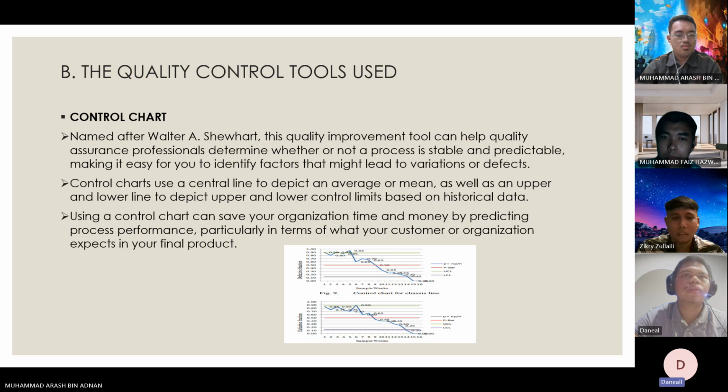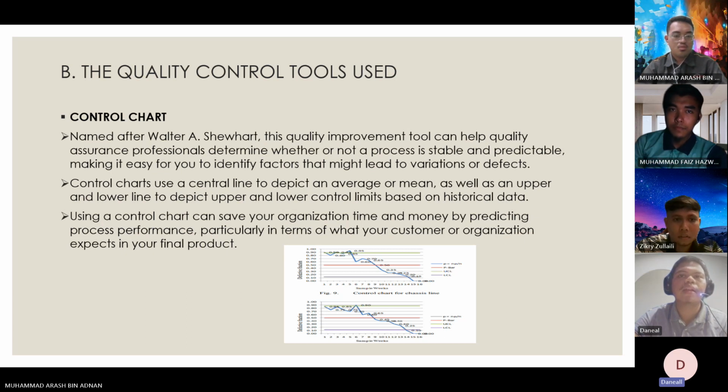The quality control tool used. Control chart, named after Walter A. Shewhart. This quality improvement tool can help quality professionals determine whether or not a process is stable and predictable, making it easy for you to identify factors that might lead to variation or defect.